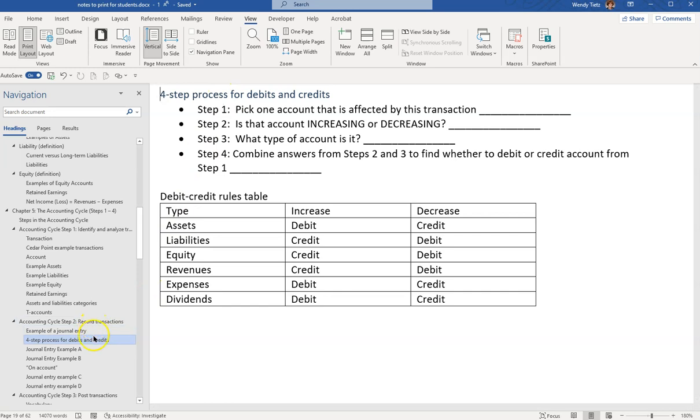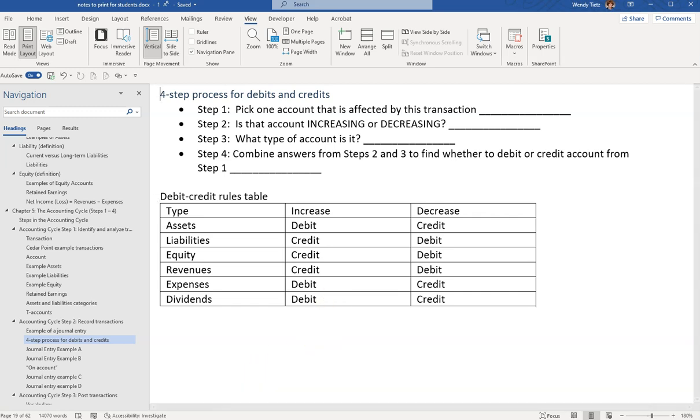I'm in the accounting cycle step 2. We're combining step 1 and 2. 1 is identifying and analyzing transaction, and 2 is writing the journal entry. So what I'm going to be doing is I'm going to pick one account that's affected by this transaction, tell whether that account's increasing or decreasing, identify what type of account it is, asset, liability, equity, etc. And then I'm going to look in the table to see whether I should debit or credit it. So that's what I'm doing when I'm talking through this. That's how I'm knowing whether I debit or credit something.